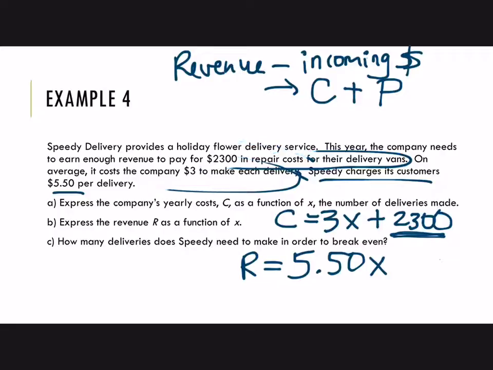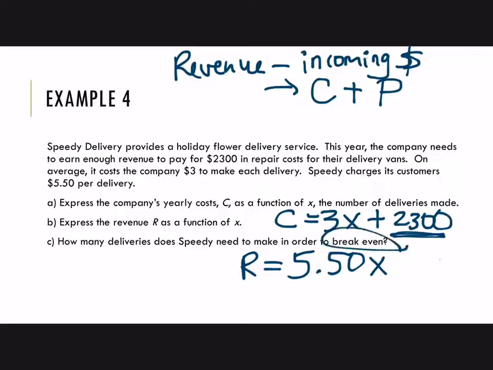So we've done A and B, and then in part C, how many deliveries does Speedy need to make in order to break even? This is another business type phrase, what it means to break even. You may have seen this in other contexts as well, but in this case, we want to know when they are able to pay off the costs and start making profit. So what I want to do is figure out when revenue equals cost. That's the break even point, and then after that, they'll start making more.